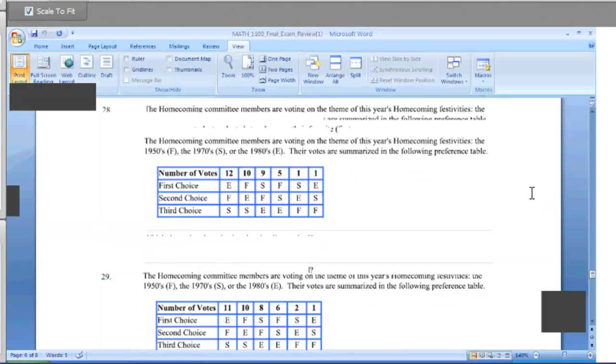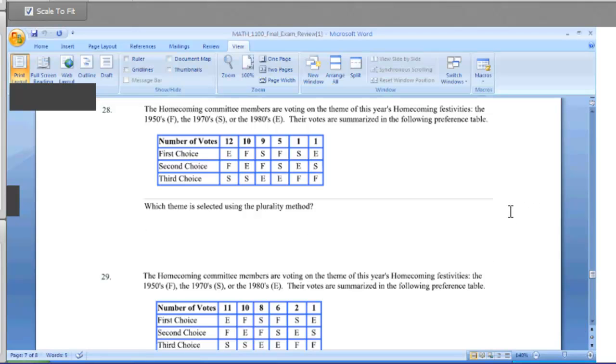Okay, number 28. The homecoming committee members are voting on the theme of the year's homecoming festivities. The 50s, which they use F, the 70s, S, and the 80s, E. Their votes are summarized in the following preference table. Which theme is selected using the plurality method? Remember, the plurality method is just the choice that has the most first place votes.